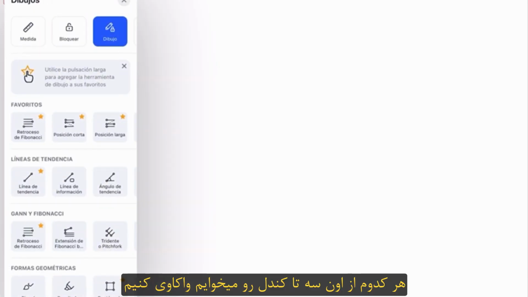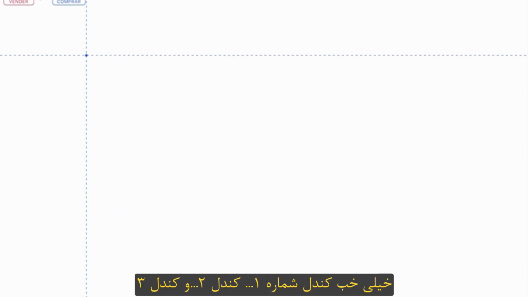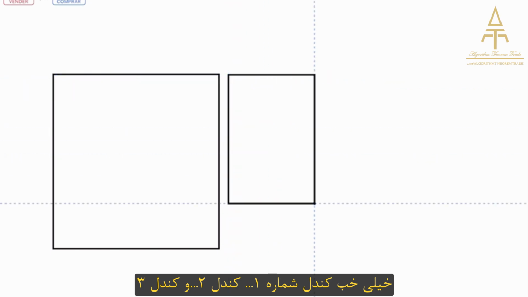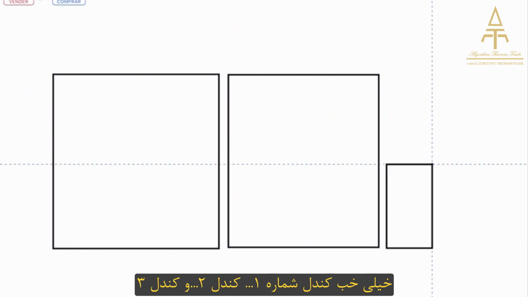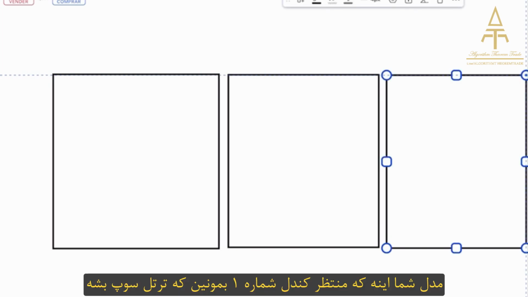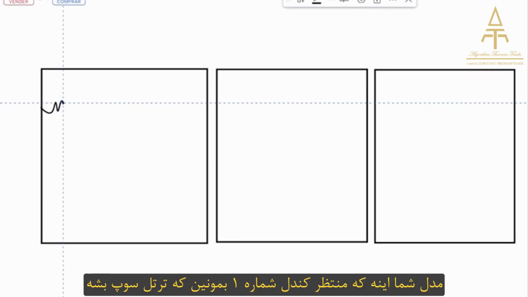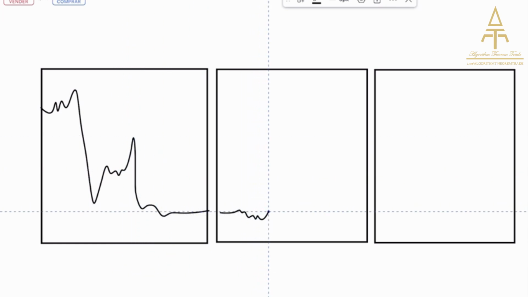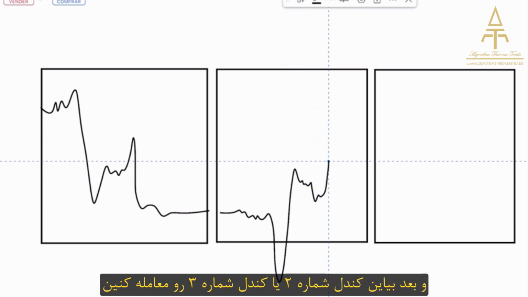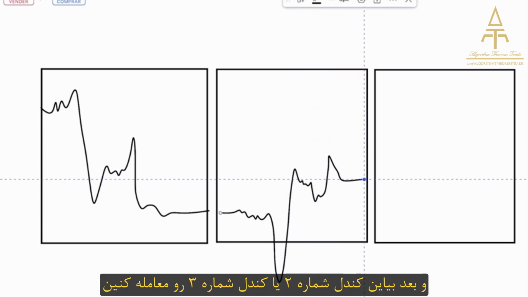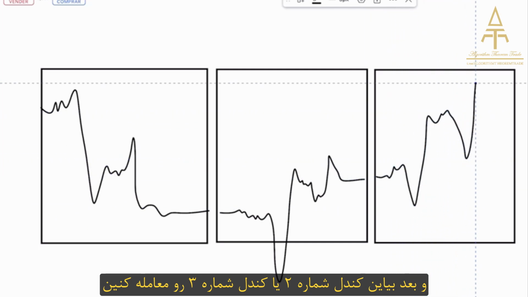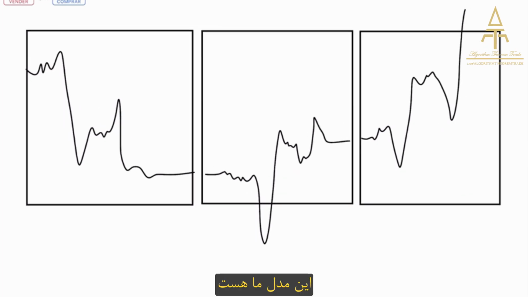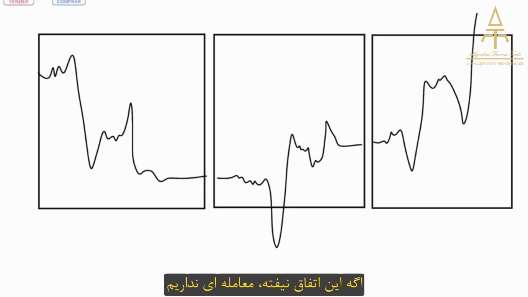Here's a dissection of each of the three candles. All right, so candle 1, candle 2, candle 3. Your model is waiting for candle 1 to be turtle souped, and then trading either candle 2 or candle 3. All right, that's the model. If it doesn't happen, you have no trade.